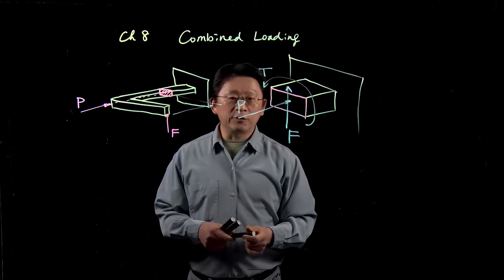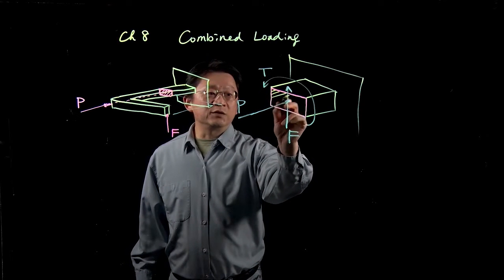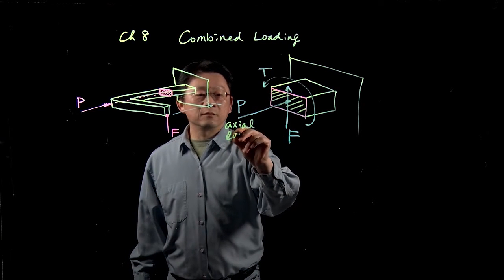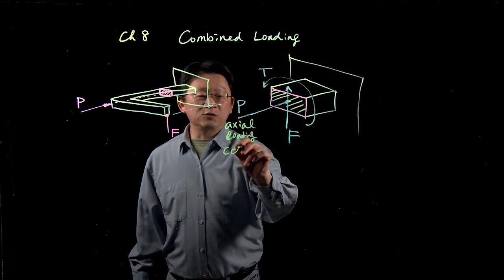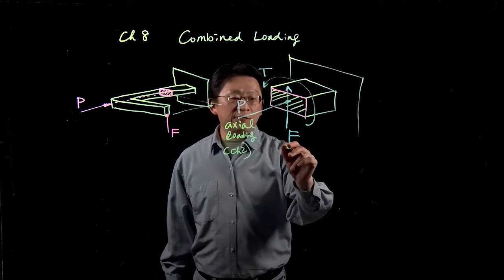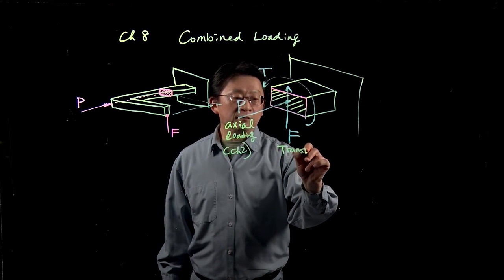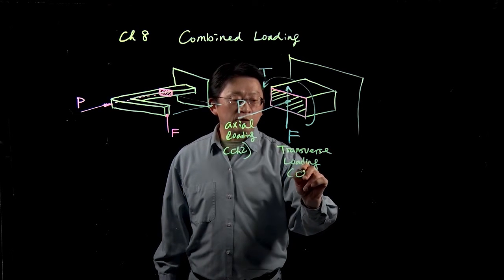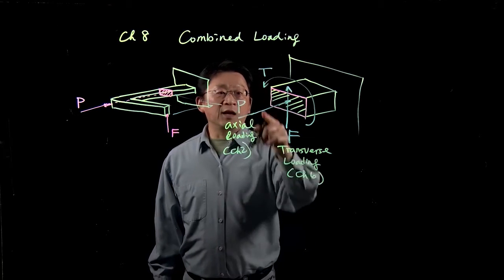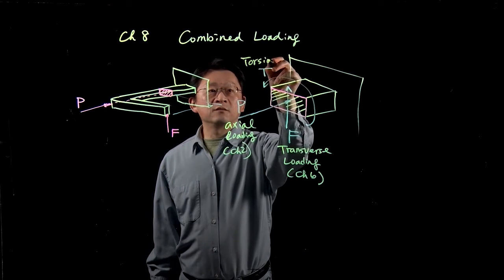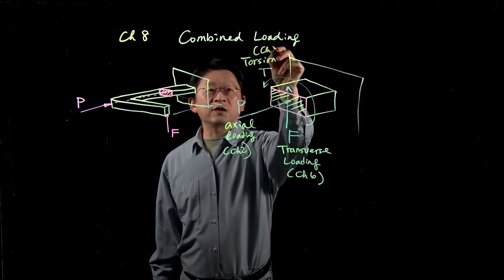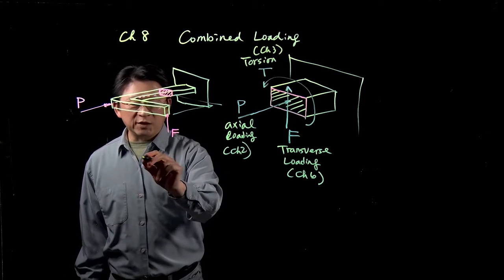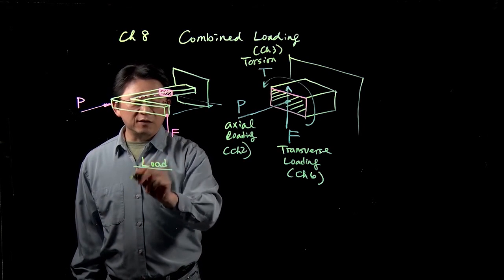In terms of our learning, with respect to this particular cross section, P is the axial loading, and that is what we have learned in chapter 2. F is the transverse loading, and that is what we learned in chapter 6. And T is the torsion, and that is the topic we learned in chapter 3. Under these situations, we can tabulate the loading situations, and then individually calculate the corresponding stress.